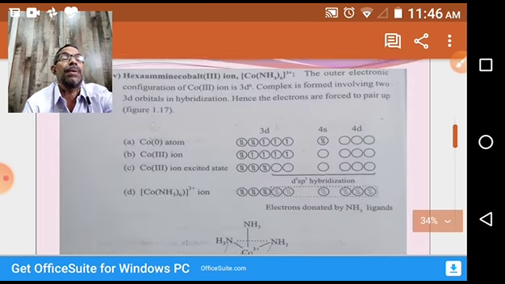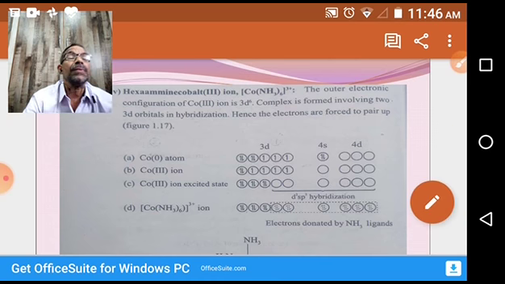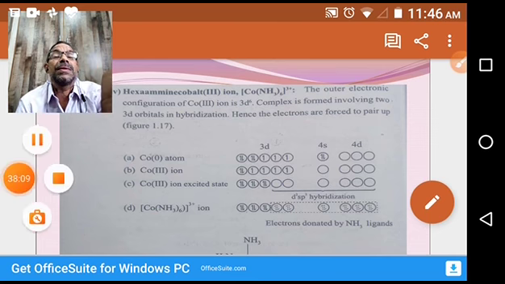So one more example: hexaamine cobalt 3. We are studying valence bond theory with different examples. So far we discussed some tetrahedral and some square planar complexes. Now we are studying some examples for octahedral geometry.